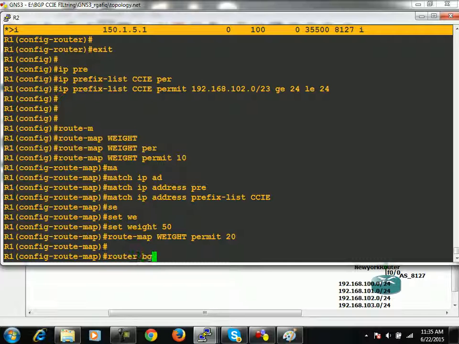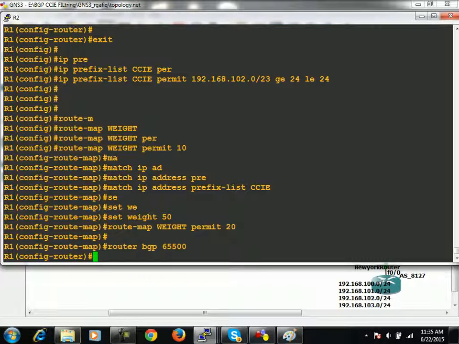Now you do one thing, router BGP 65500. Now the big question is, for which neighbor will you apply this route map? For R5 or for R6, because it has IBGP neighborship with R5 as well as with R6. See, if you apply it for R5, then via R5 its weight will be 50 higher, and by default its best path is via R5. By default its best path to reach all these prefixes is via R5 only. So why will you apply this route map for R5? There will not be any effect if you apply it for R5.